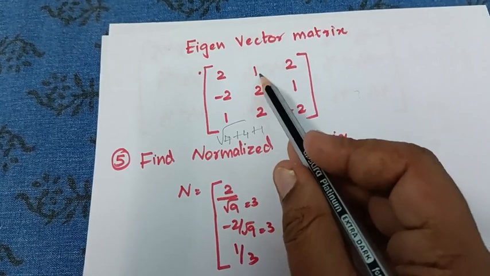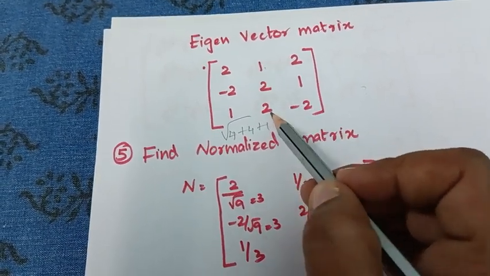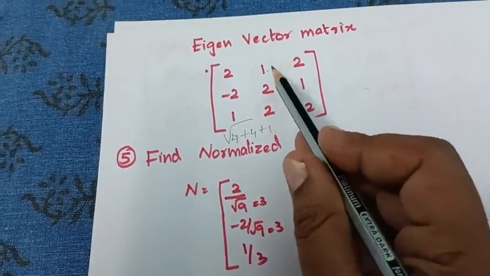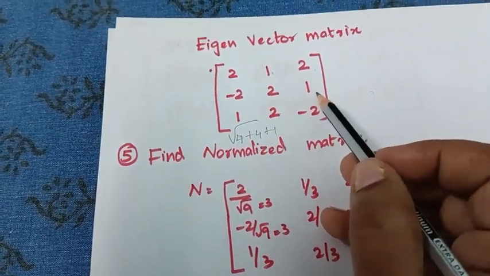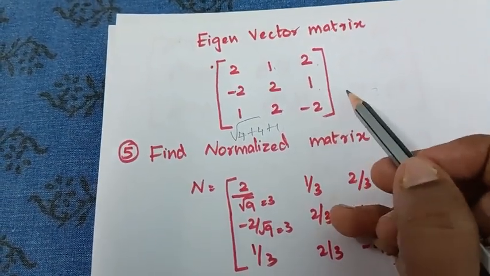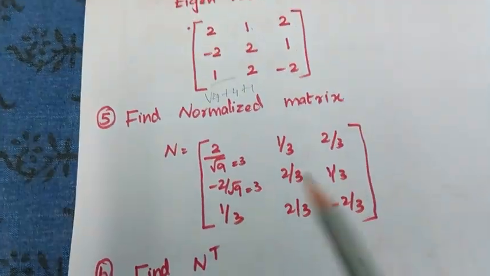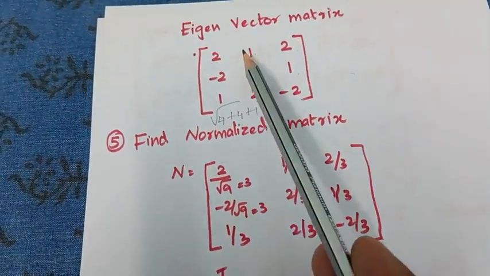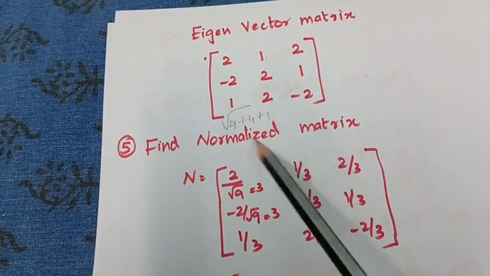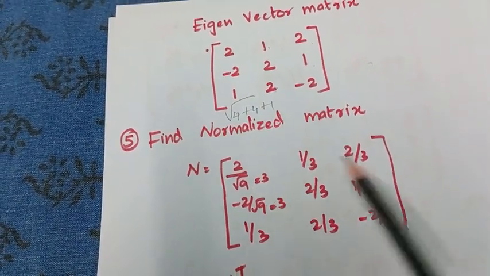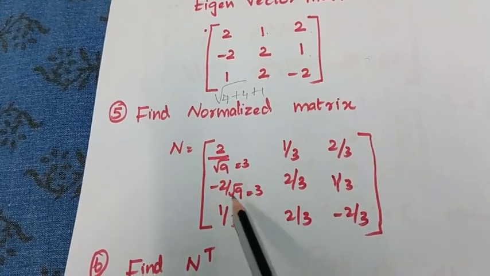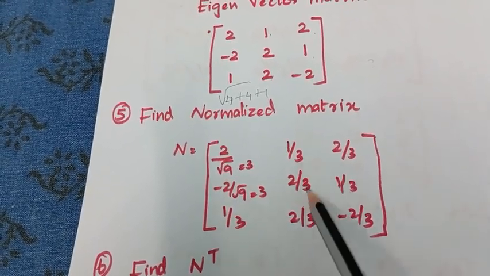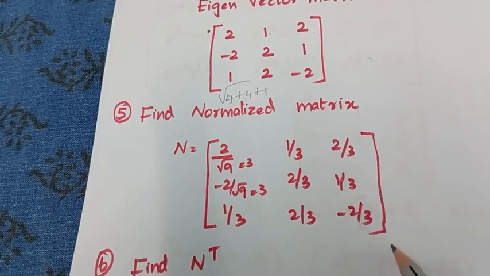Here also we have 1, 2, 2: 2 squared is 4, plus 4, plus 1 is 9, and the root is 3. Here also 2 squared is 4, plus 1, plus 4, so 9, and the root of 9 is 3. So for the normalized matrix, you divide the eigenvector matrix by the square root. So 2 by 3, minus 2 by 3, 1 by 3; 1 by 3, 2 by 3, 2 by 3; 2 by 3, 1 by 3, minus 2 by 3.